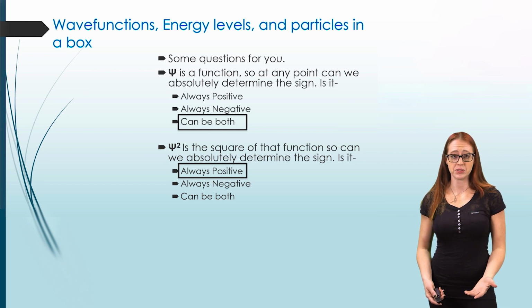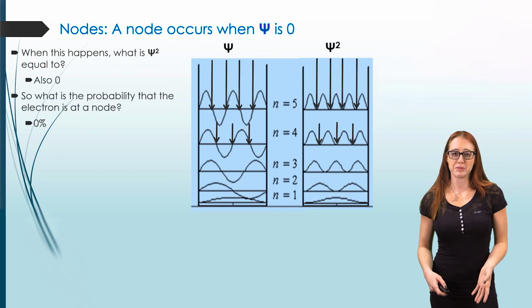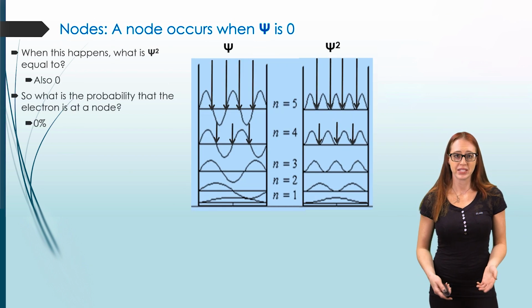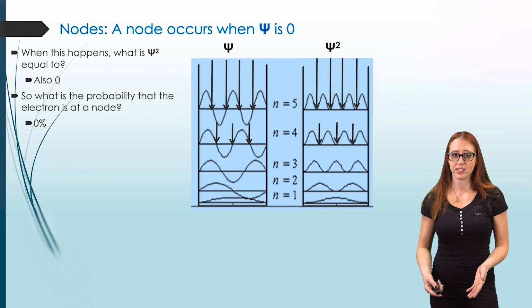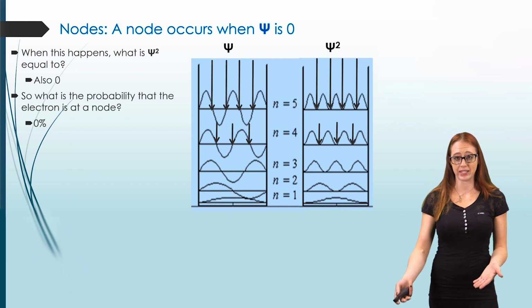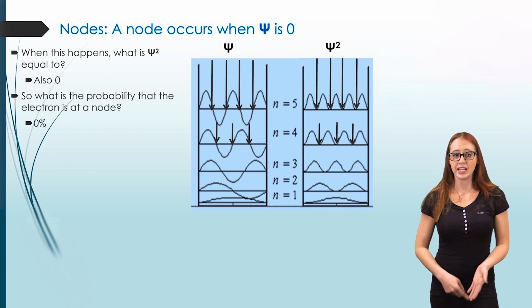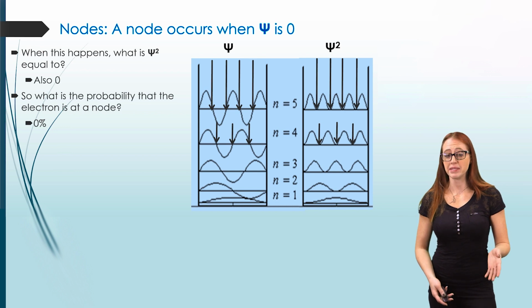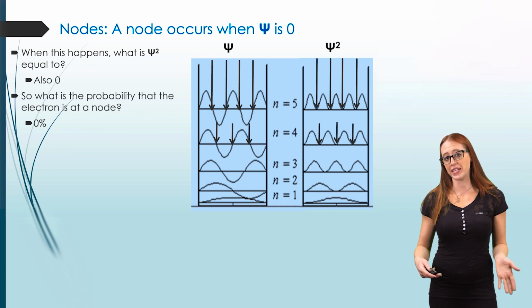So before I move on to talk about nodes, just quickly confirm what we decided on the last slide, that psi can be both positive and negative, while psi squared can only be positive. Now let's talk about a special place that appears both in the particle in the box model, as well as in the hydrogen atom. A node occurs when psi is equal to 0. If psi is equal to 0, what must the probability density be equal to? Well, if the probability density is psi squared and psi equals 0, the probability density must also be 0. And if the probability density is 0, that means the chance of finding an electron at that place is 0. So this means that no electron is ever found at a node.